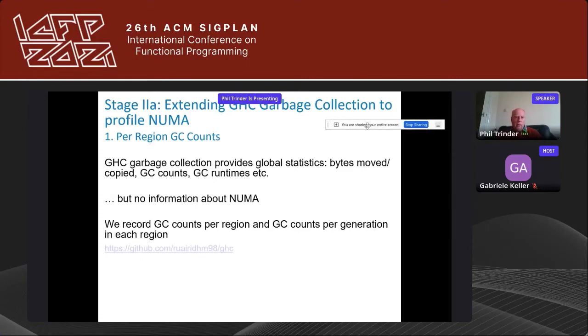So the first thing we did was to record how many garbage collections happen in each region, and of course how many of each type, generation 1 or generation 2 collection, are occurring. These counts supplement a whole bunch of GHC garbage collection statistics that are already collected. So the number of bytes moved, GC runtimes, there's a whole bunch of stuff collected by the runtime system.